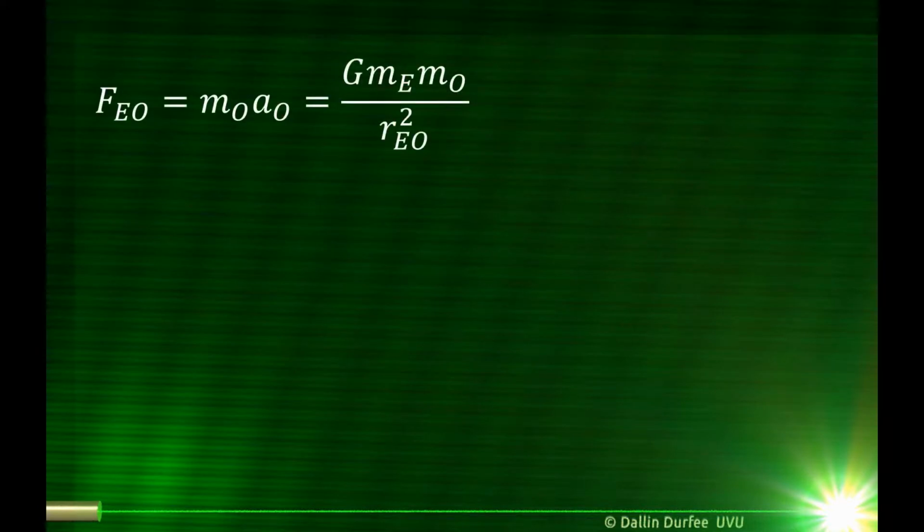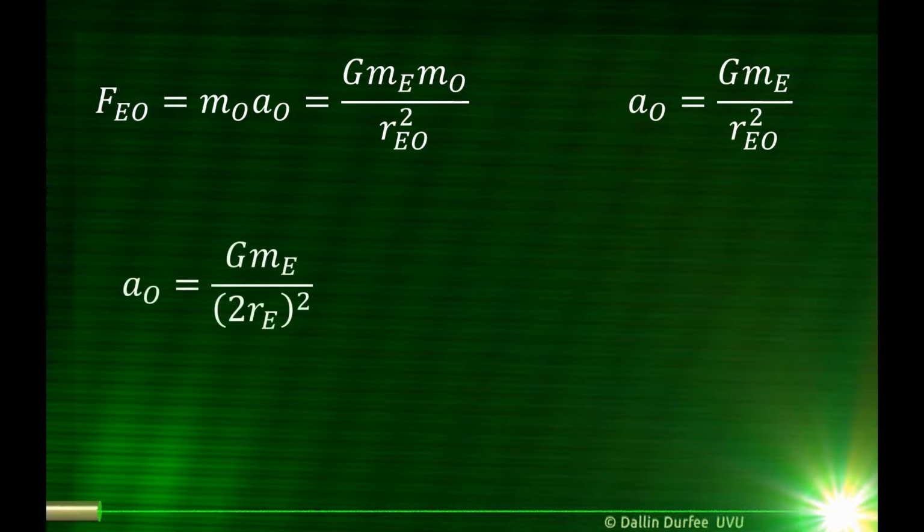We're going to say the force of the Earth on this object is equal to the mass times the acceleration of the object. But because the Earth can be treated like a point, that force is just G times the mass of the Earth times the mass of the object times 1 over the distance from the center of the Earth to the object squared. We can once again solve this for the acceleration due to gravity, and we get it's just G times the mass of the Earth divided by the distance from the Earth to the object squared. Well, the distance from the Earth to the object in this problem is just twice the Earth's radius.